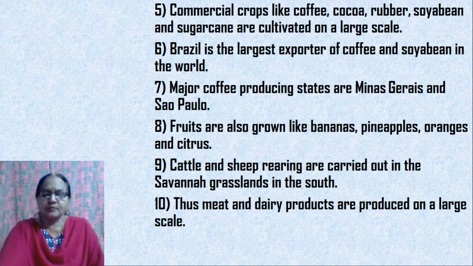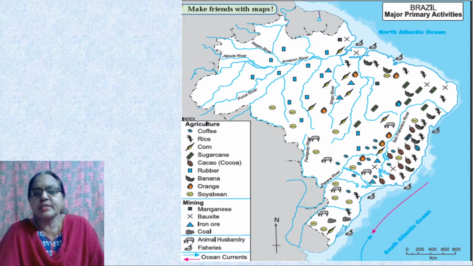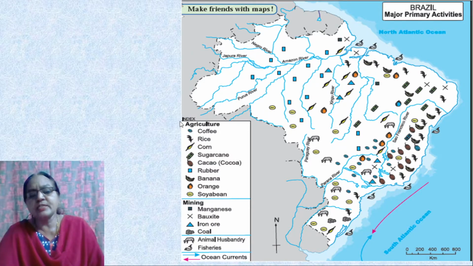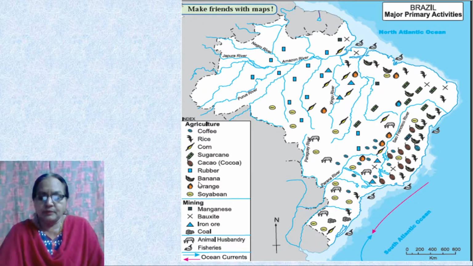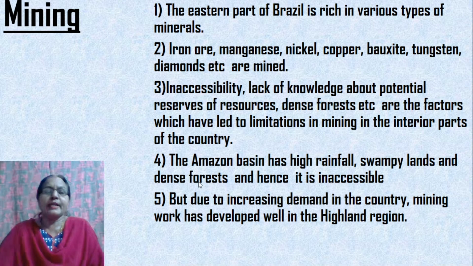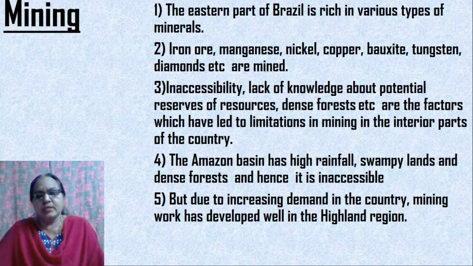Now, here is the map of Brazil, which shows the major primary activities. As I've said, agriculture, mining, animal husbandry, as well as fisheries are the major primary activities. Now, next we come to mining.